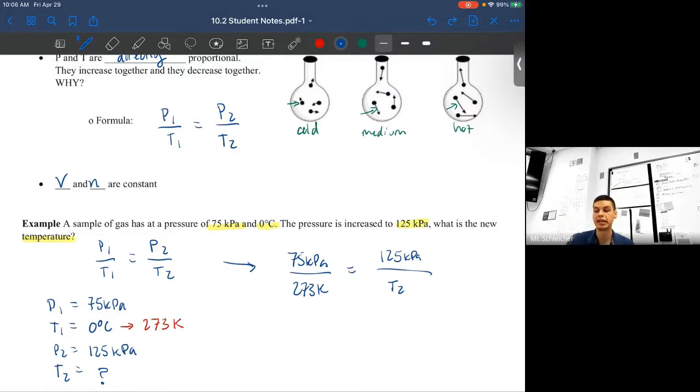Let's go ahead and do the same technique that we did before. You can just cross multiply and divide here. And that will give you the correct result. So cross multiply those numbers and then divide. Just make sure you're doing it in the correct direction here. So 273 times 125 divided by 75 gets you a final temperature of something.